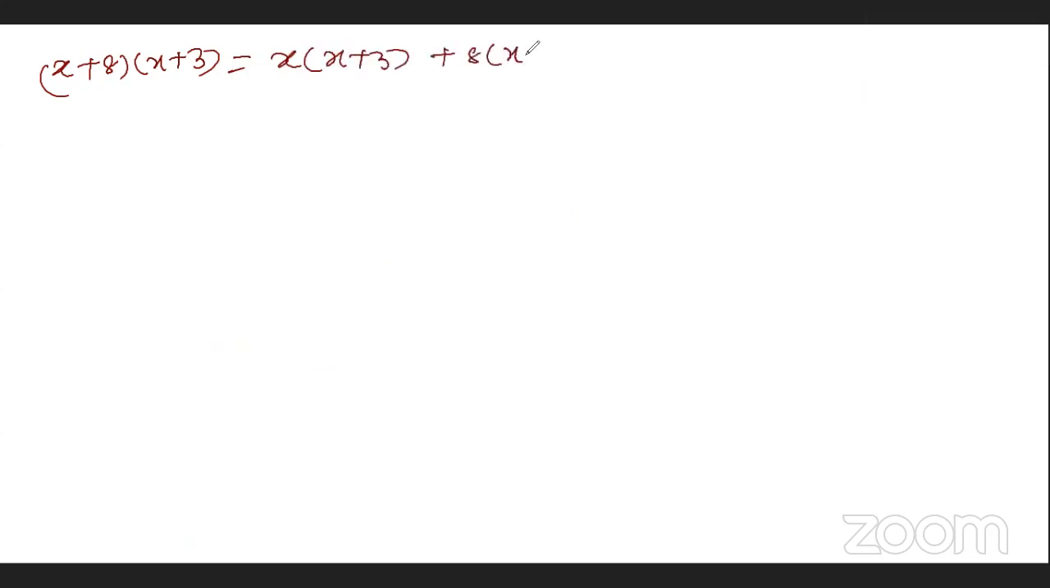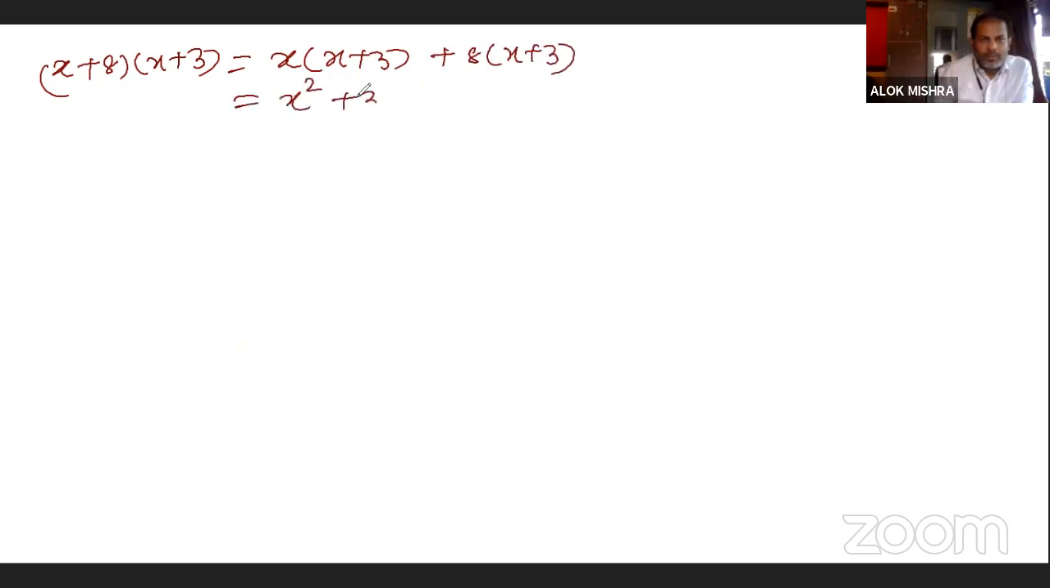Now let me come to your question. First question was x plus 8 and x plus 3. Let me go in 2 different ways. How do I solve this question? One approach is I write x plus 3 into x plus 8. What do I get? x squared plus 3x plus 8x plus 24. So I get x squared plus 11x plus 24.